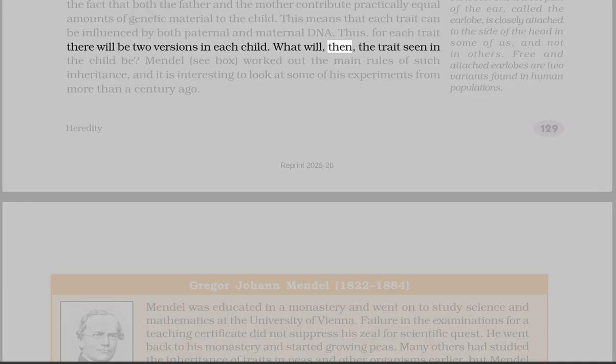What will, then, the trait seen in the child be? Mendel, see box, worked out the main rules of such inheritance, and it is interesting to look at some of his experiments from more than a century ago.